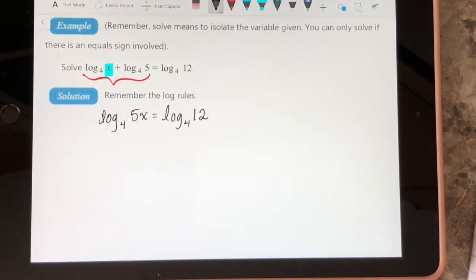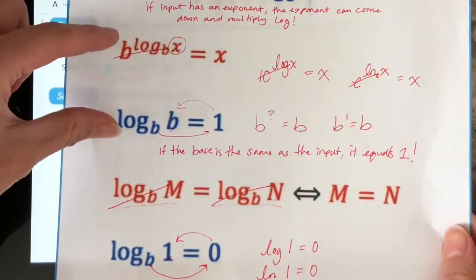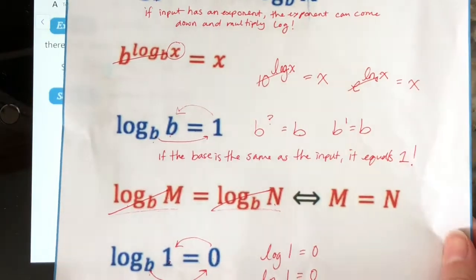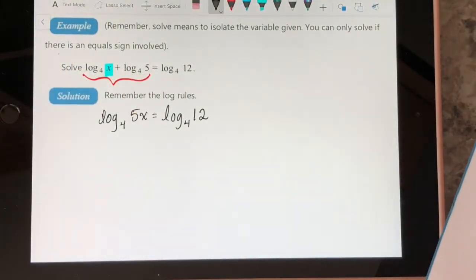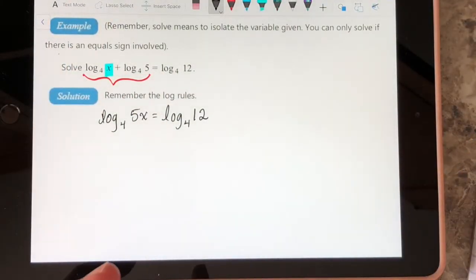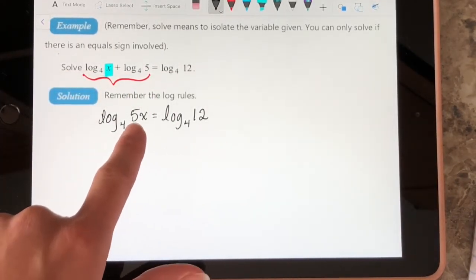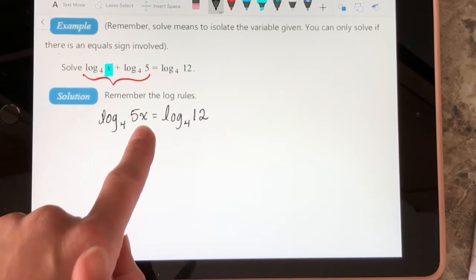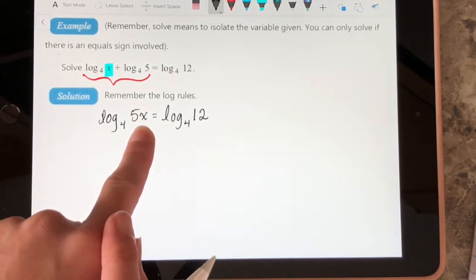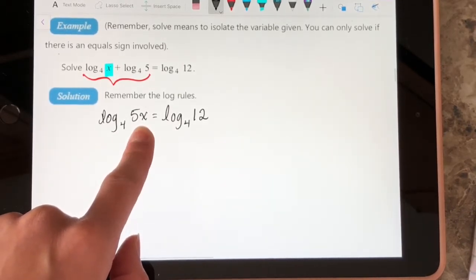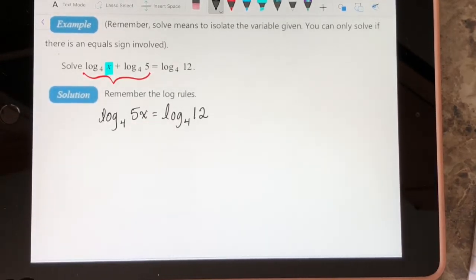You're probably wondering, why did I do that? I did that because in order to use these rules down here, you can only have one log on one side of the equal sign. Before we had two logs on that side, and that wasn't going to work. So we had to combine them in order to solve. Now I look at this and notice that my x is stuck. Where is my x stuck? My x is stuck in the input of a log.